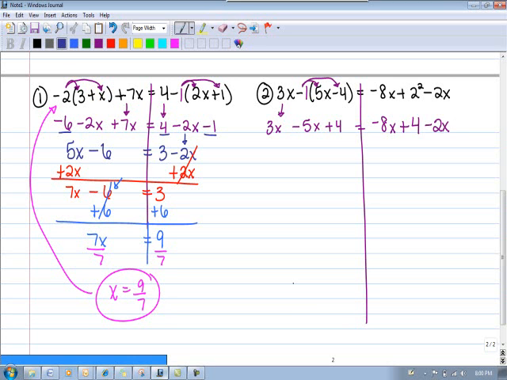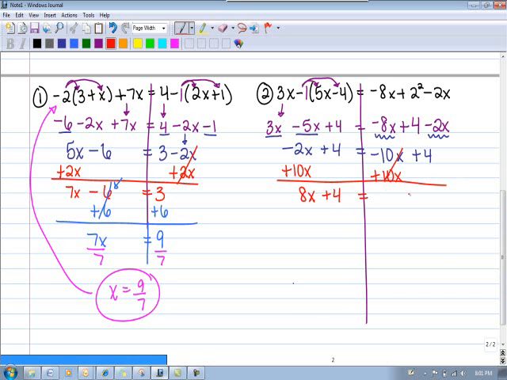And then our second step is that we're going to combine like terms on either side of the equal sign. So on the left side, I have 3x minus 5x, which is -2x. So this is -2x plus 4 equals, on the right-hand side, I have -8x minus 2x. So -8 and -2 is -10x plus 4. Then I'm going to move all of my variables to the left-hand side. So I'm going to get this -10x off of the right side by adding 10x to both sides. And then -2x plus 10x is 8x, so this is 8x plus 4 equals 4.